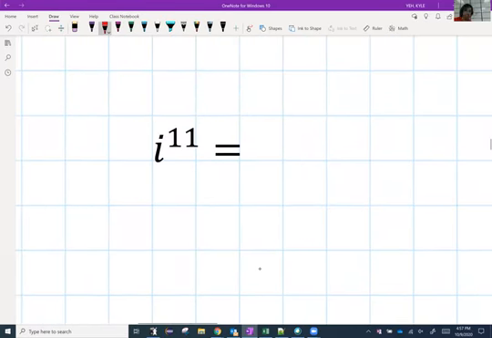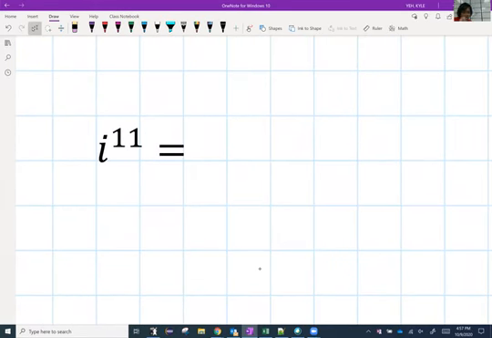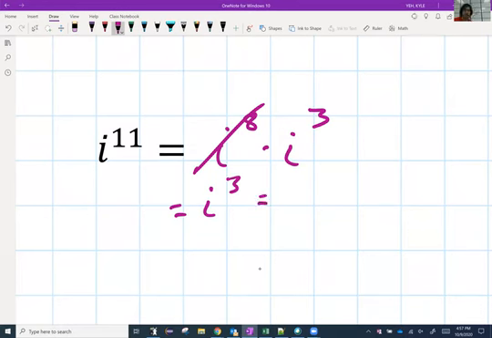Pop quiz. What is i to the 11th? What's the nearest multiple of 4? i to the 8th times i cubed, because we need to get up to i to the 11th, 8 plus 3. So that's just 1. So this is just i cubed, which if we remember our pattern, i, negative 1, negative i. There we go.